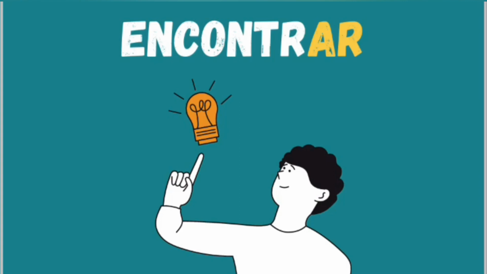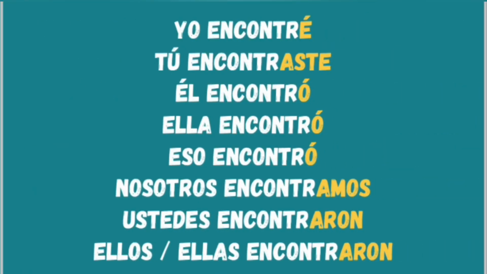Encontrar. Okay, let's see how you have to conjugate this in Spanish. If you want to say I found, you have to say in Spanish, yo encontré. The root word, encontrar, ends with letter E with an accent, personal pronoun yo. Now if you want to say you found, you have to say, tú encontraste.